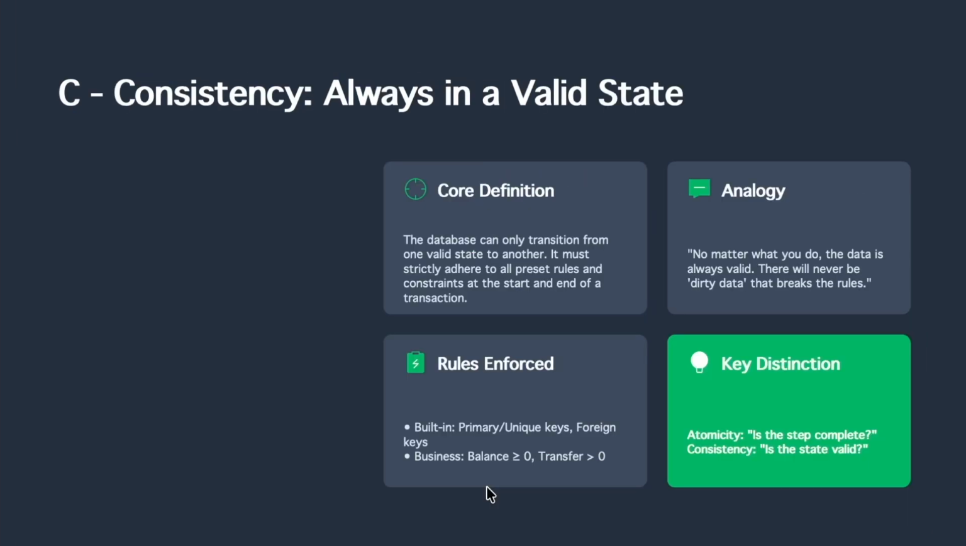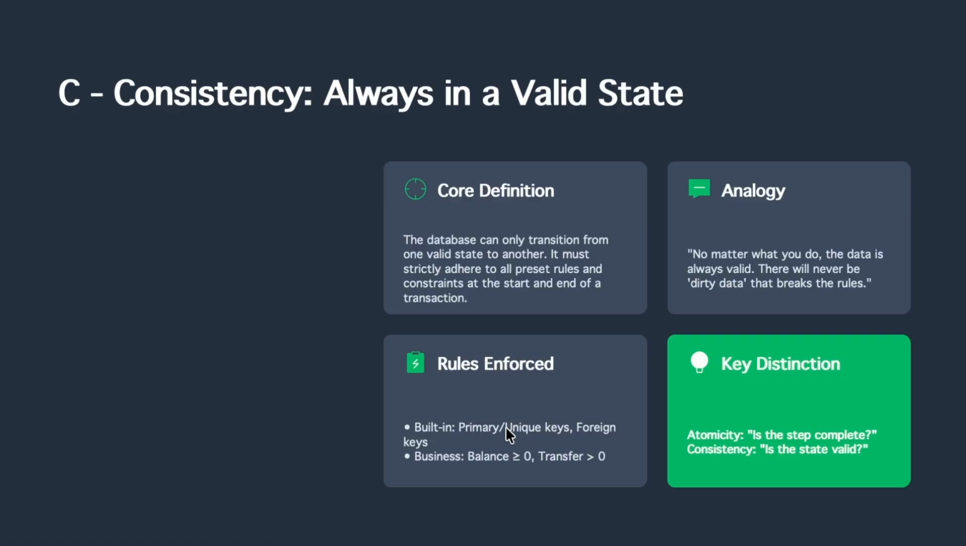The second property, consistency, the core guarantee of data legitimacy and business integrity. Plain explanation is before and after transaction execution, the database must always stay in a legal valid state without breaking any rules. Formal interview definition is consistency ensures the database transitions only from one valid state to another. All database constraints and business rules remain intact, with no illegal dirty data generated.